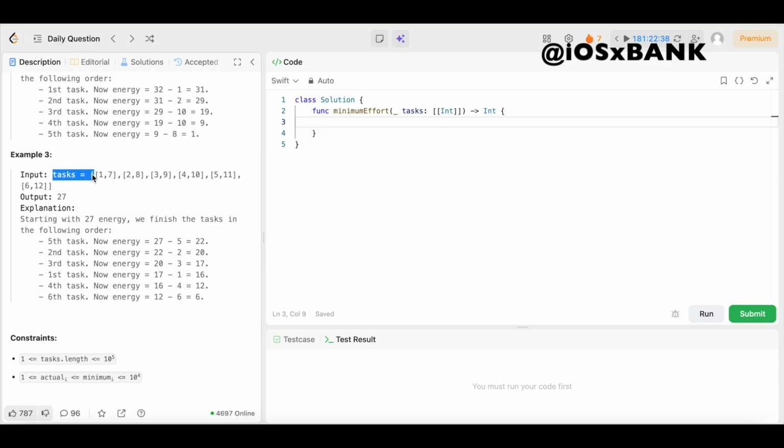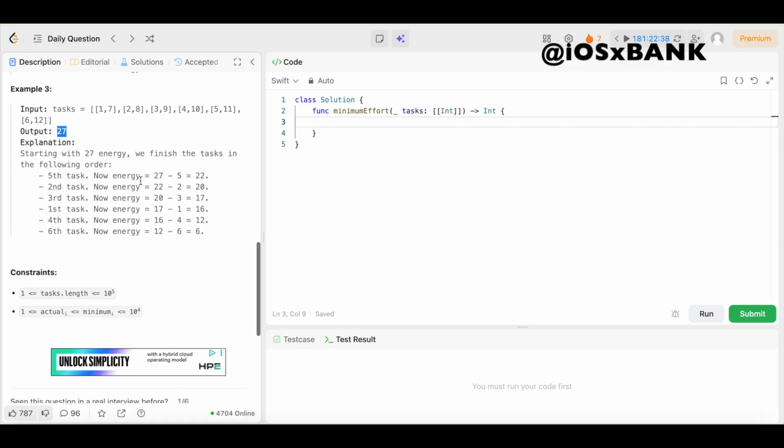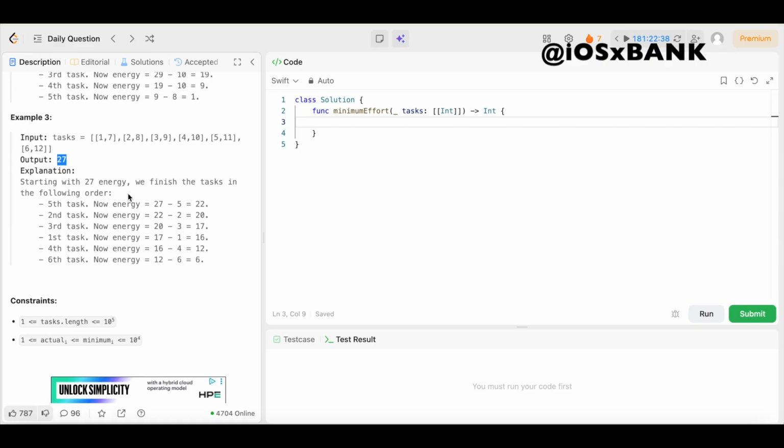So in example 3, our task equals a 2D array of integers. First array 1, 7, then 2, 8, then 3, 9, then 4, 10, then 5, 11, then 6, 12. Our output is 27. It says starting with 27 energy, we finish the task in the following order. This time, we're not going through the task in order like we did before. This time, we're going to have to pick and choose which task we do first.